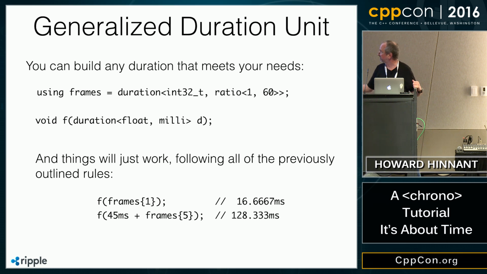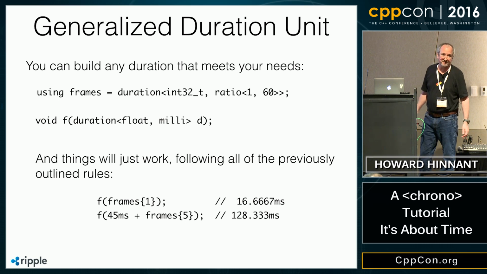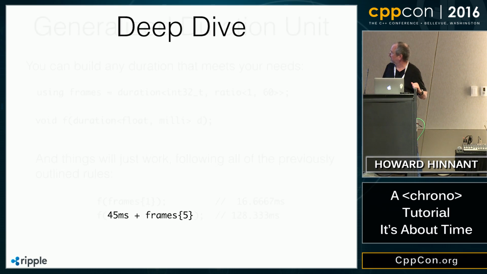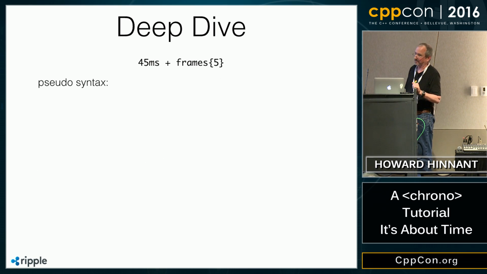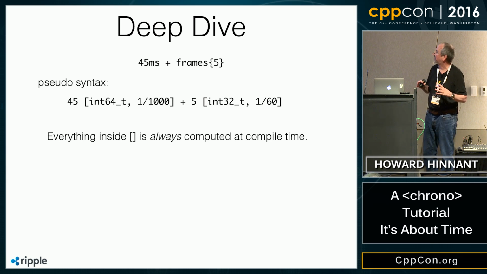You can even do mixed mode arithmetic between your custom duration and the standard supplied duration. It turns out that 45 milliseconds and 5 frames are 128 1/3 milliseconds. Who knew? So this last one is a little bit interesting, and I'm going to do a deep dive on this to show you all the gory details about what's going on under the hood to make this happen.